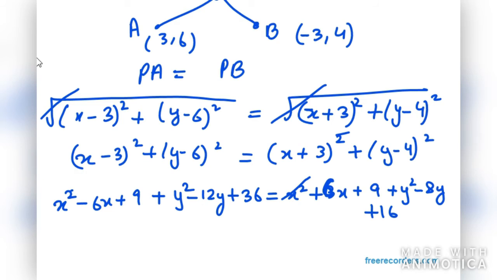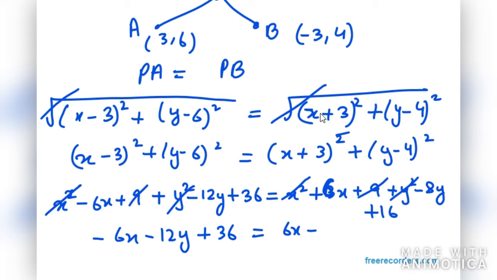Now removing the values which have the same sign and equal quantity. So removing x square, and then we can remove 9, then we can remove y square, and that's all I think. Now let us see what we are left with. So we have minus 6x minus 12y plus 36 equal 6x minus 8y plus 16.